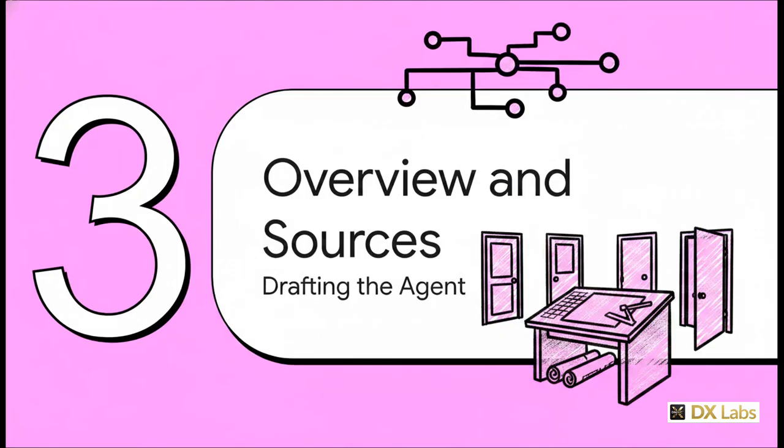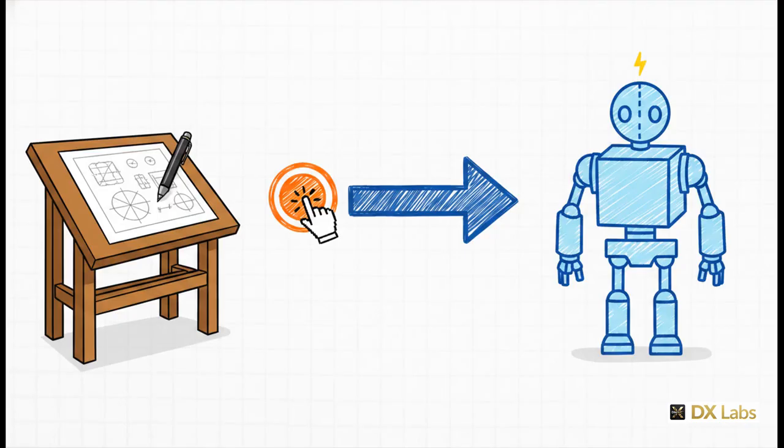All right, Section 3, Overview and Sources tabs. Let's check out the actual drafting process. So the absolutely crucial concept here is understanding the drafting lifecycle. When the Create Your New Agent form pops open, you're working on a draft. Think of it like writing out a business contract that hasn't been signed yet.